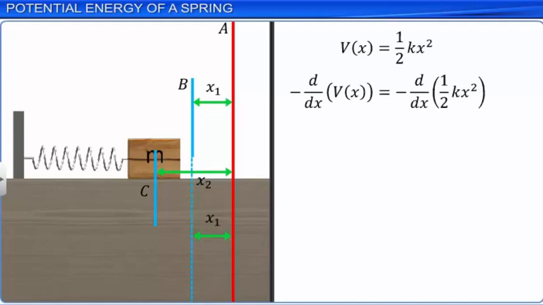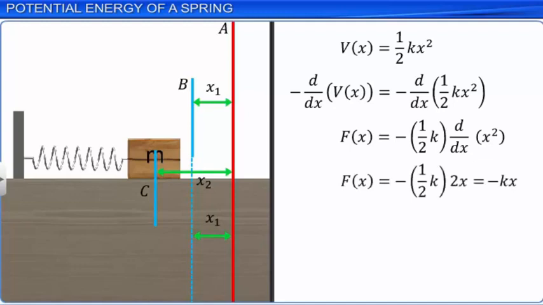On further simplification, we get F of x is equal to minus half k into d(x²) by dx. Thus, by doing the derivation of the equation of potential energy of a spring, we can easily verify the equation for the spring force as F of x is equal to minus kx, as shown.